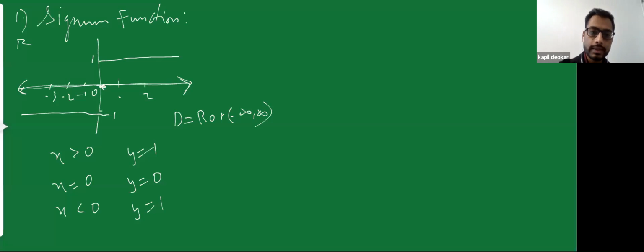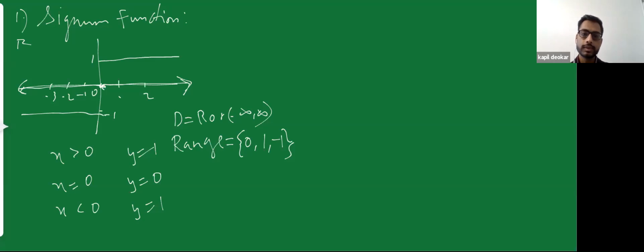And what would be the range? So the range in this particular case is only 3 numbers. You can get your answer as either 0 or 1 or -1. So which bracket are you using over here? You're using curly brackets, which are used in a set. So only 3 elements are present in this set: 0, 1 and -1. So this is the signum function. Next is mod functions.